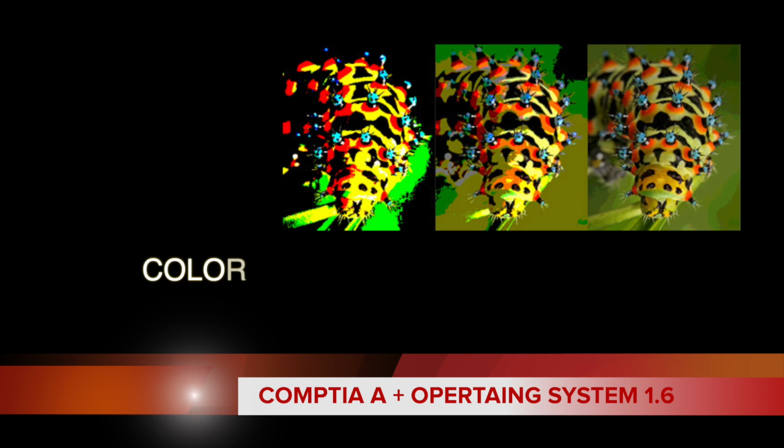Color depth, also known as bit depth, is either the number of bits used to indicate the color of a single pixel or the number of bits used for each color component of a single pixel.